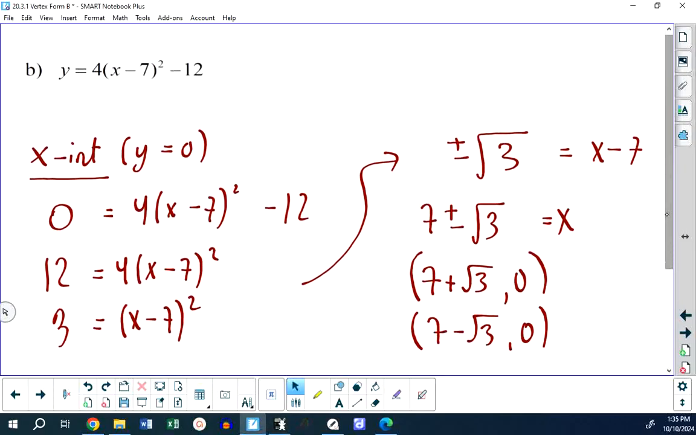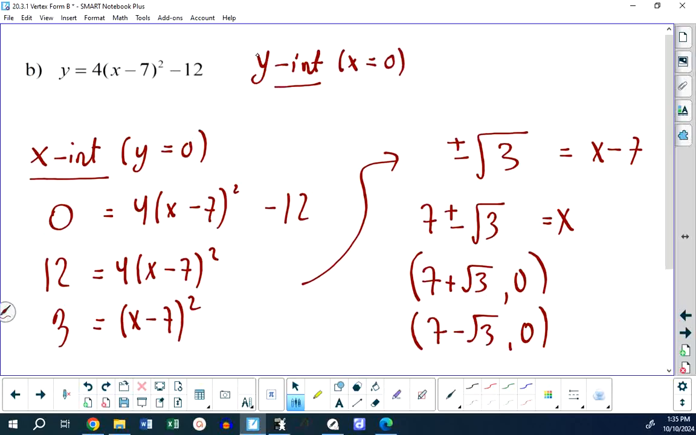What about the y-intercept? Well, the y-intercept is always easy, because all you're doing is you're letting x equal 0. When I do that, I get y equals 4 times 0 minus 7 quantity squared minus 12. It's just a matter of you calculating what that is. 0 minus 7 is negative 7. Negative 7 squared is 49. 49 times 4 is 196. 196 minus 12 is 184.